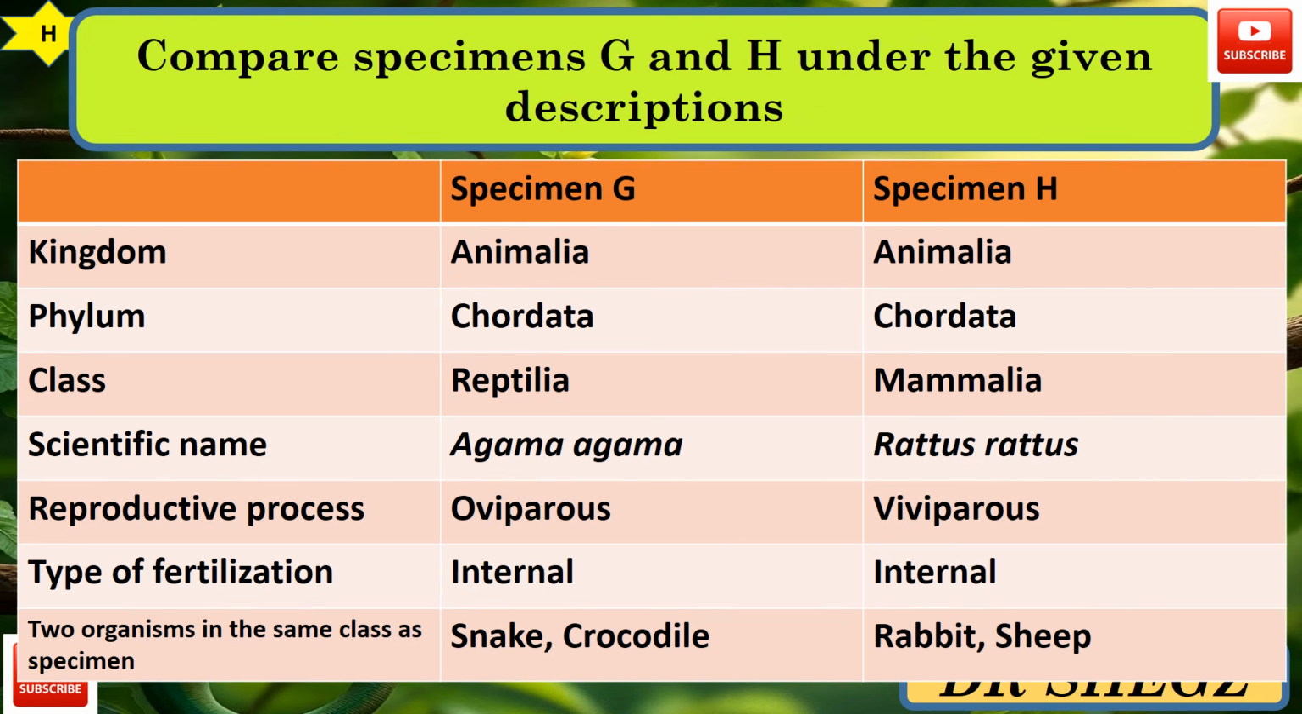Now, kingdom and phylum, they are both in kingdom Animalia, phylum Chordata. But while lizards are reptiles, rats are mammals. Then, of course, Agama agama, Rattus rattus. Then, lizards are oviparous, while rat is viviparous. That means they give birth to their young ones alive. They don't lay eggs. Then they both carry out internal fertilization. Examples of reptiles, you have snake and crocodile. Examples of mammals, you have rabbit and sheep.